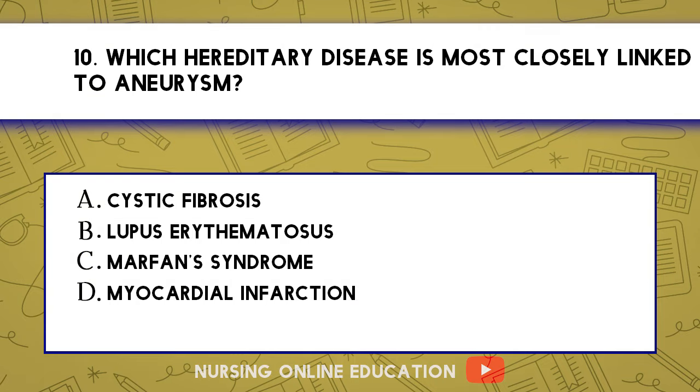10. Which hereditary disease is most closely linked to aneurysm? A. Cystic fibrosis. B. Lupus erythematosus. C. Marfan's syndrome. D. Myocardial infarction. The answer is Marfan's syndrome.